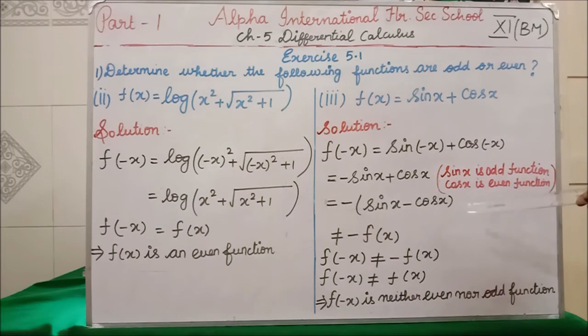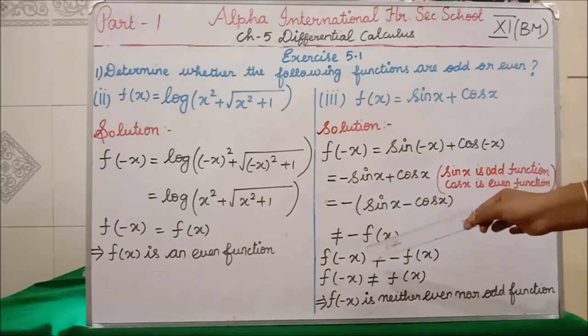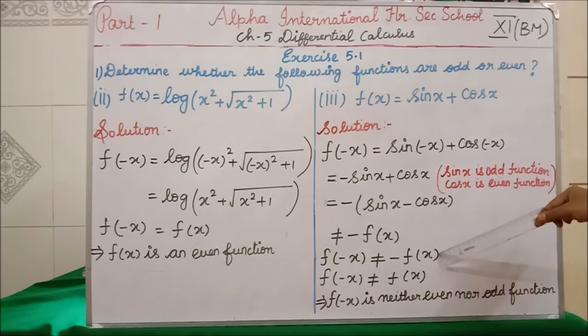But we have got the answer is what? Sin x minus cos x. So, f of minus x is not equal to minus f of x. This is what function? This is odd function. So, the third subdivision is not odd function.